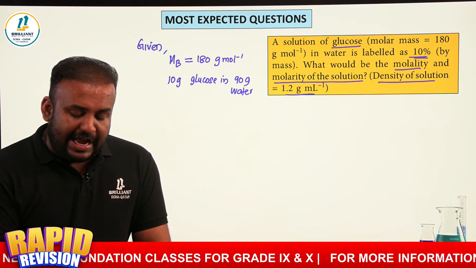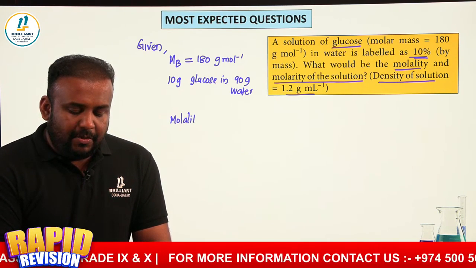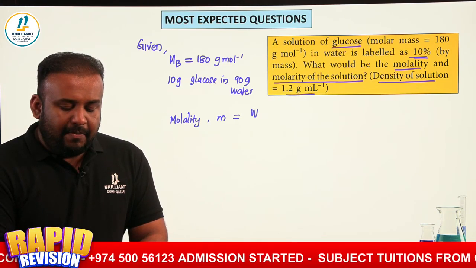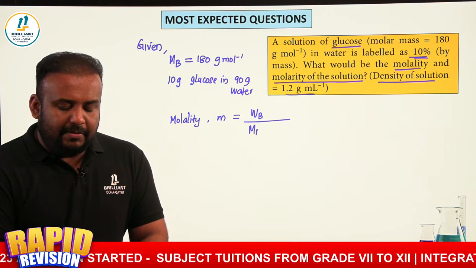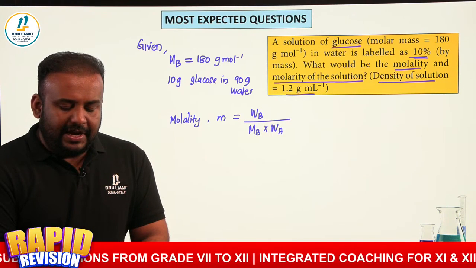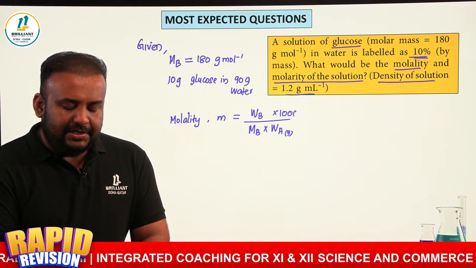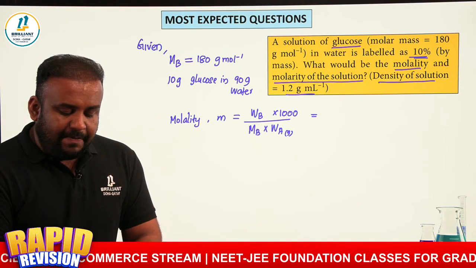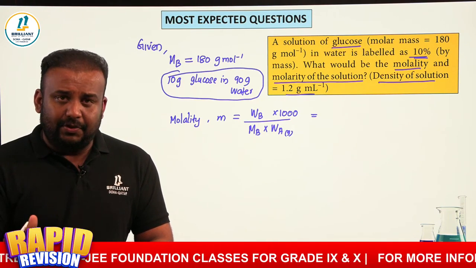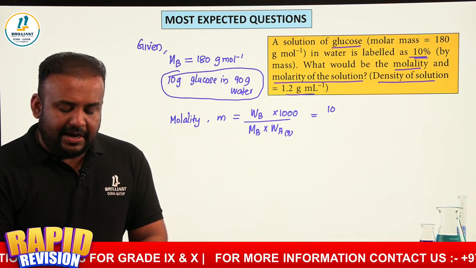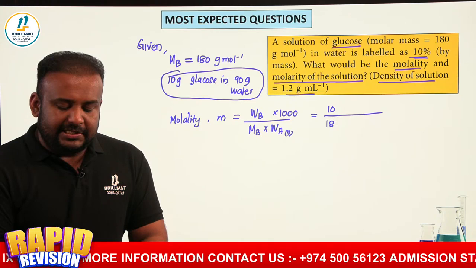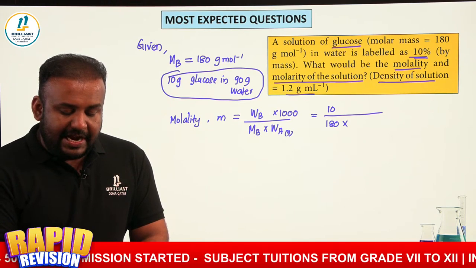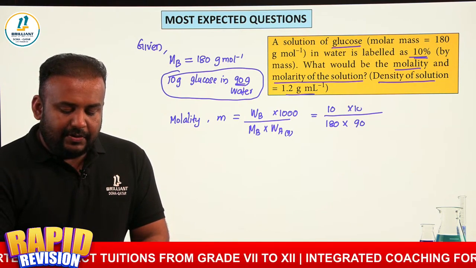Now the question is, what would be the molality? So let's start with molality first. Molality m is equal to, what is the final expression? Everybody remember molality's expression? Mass of the solute divided by molar mass into weight of the solvent in gram, multiplied with 1000. Easy. Now, what is the mass of the solute given? They said it is 10% solution, so you can assume that you are taking 100 gram solution. What is the mass of glucose in that? 10 gram. 10 divided by the molar mass, 180. Now, what is the mass of the pure solvent? 90 gram water, right? So you can take it as 90 into 1000.